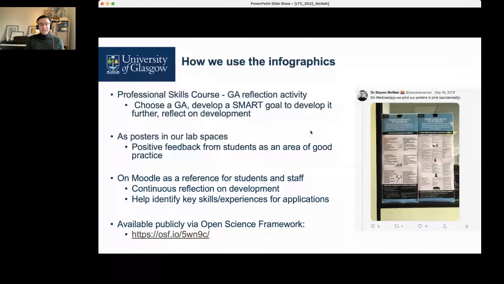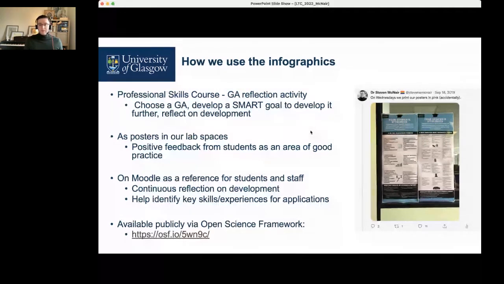Before COVID, we did get some positive feedback from students. This came through the SRC as an area of good practice in terms of employability awareness, which was nice to have. We make them available on Moodle for reference for students and staff to help with continuous reflection across the degree programme, but also to help students when they come to key points in the degree, like creating job applications, and it can help them to identify key skills and experiences to talk about.